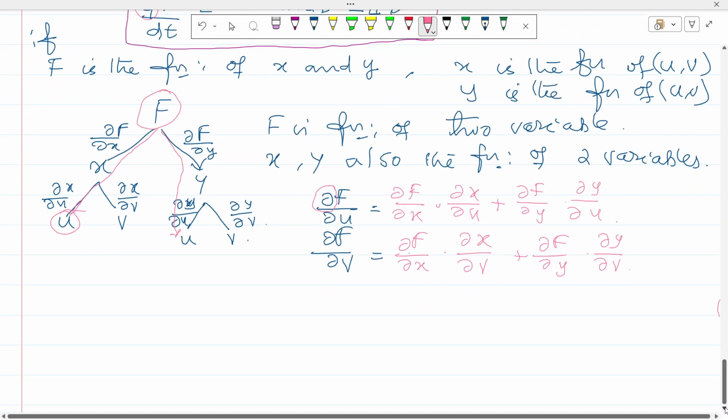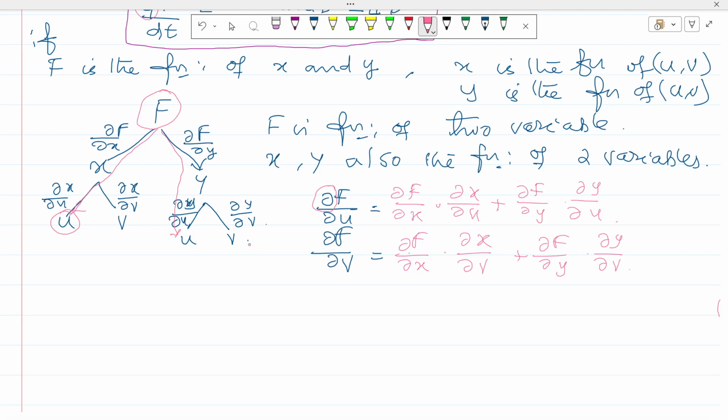Okay, see here, are you able to get the difference between the last case and this case? Yes, sir. So in this case, any doubt, let me know, because if you understand, then it will be so easy for your problems.